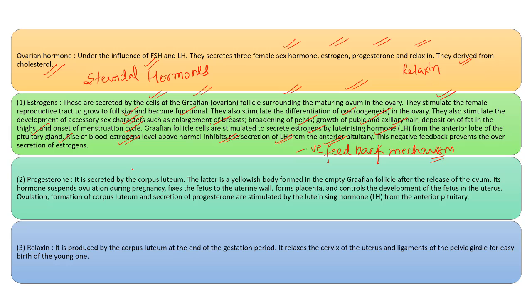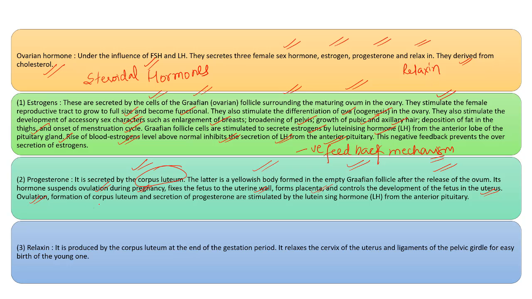Progesterone. It is secreted by the corpus luteum, very important. The latter is a yellowish body. Corpus luteum is a yellowish body formed in the empty Graafian follicle after the release of the ovum. This hormone suspends ovulation during pregnancy. It fixes the fetus to the uterine wall, so it basically increases the chances of implantation. It is also formed in the placenta and controls the development of the fetus in the uterus.